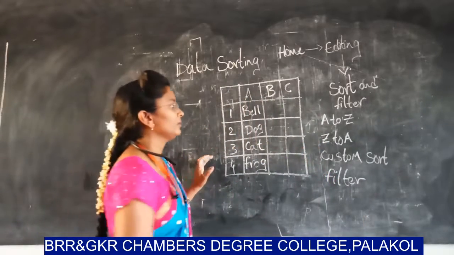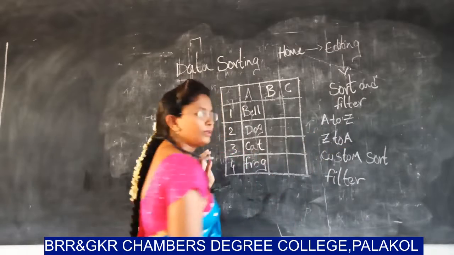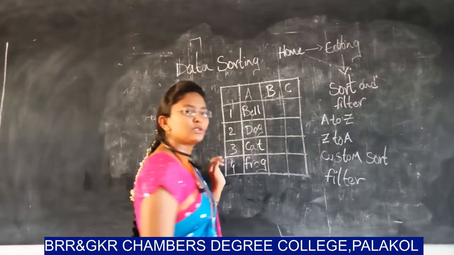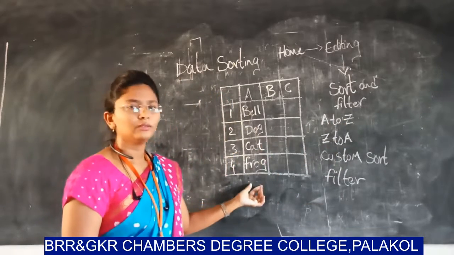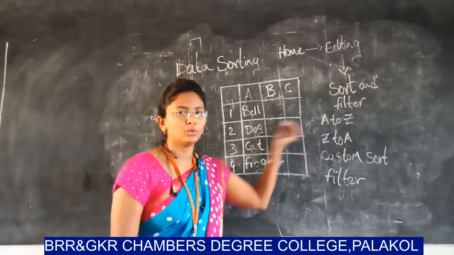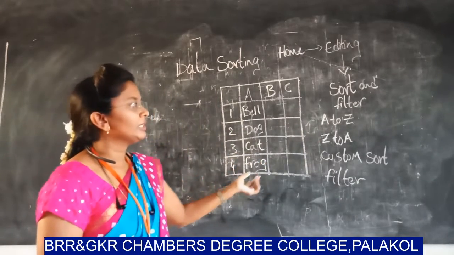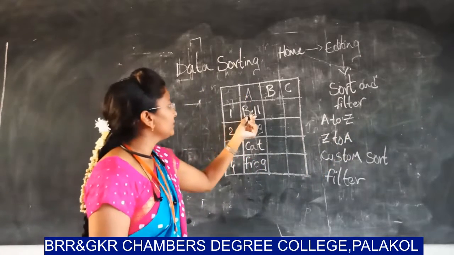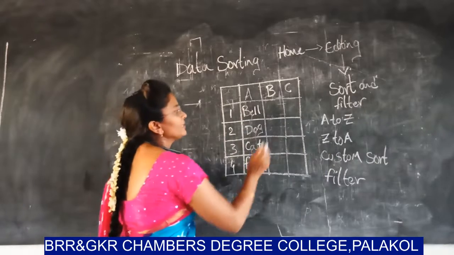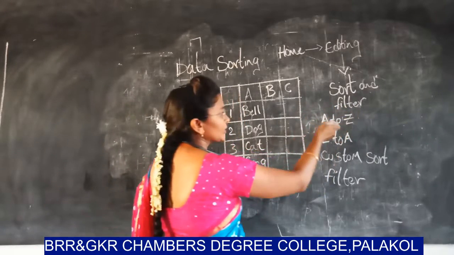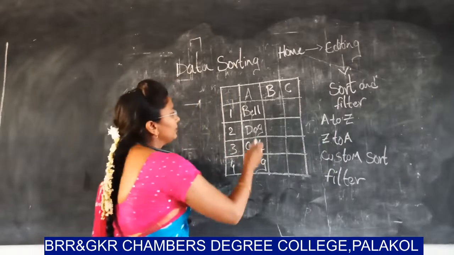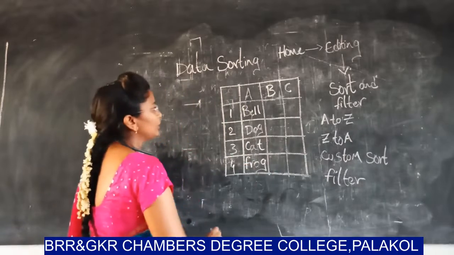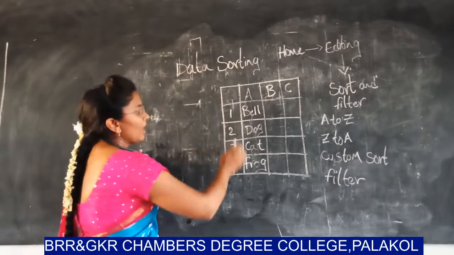Now we can see them one by one. First one is A to Z sorting. If I click on A to Z sorting, then the data will be arranged in alphabetical order like A to Z. Here I am selecting this data, clicking on the sort and filter option and selecting A to Z. Whenever I click on A to Z, this data will be changed in alphabetical order.